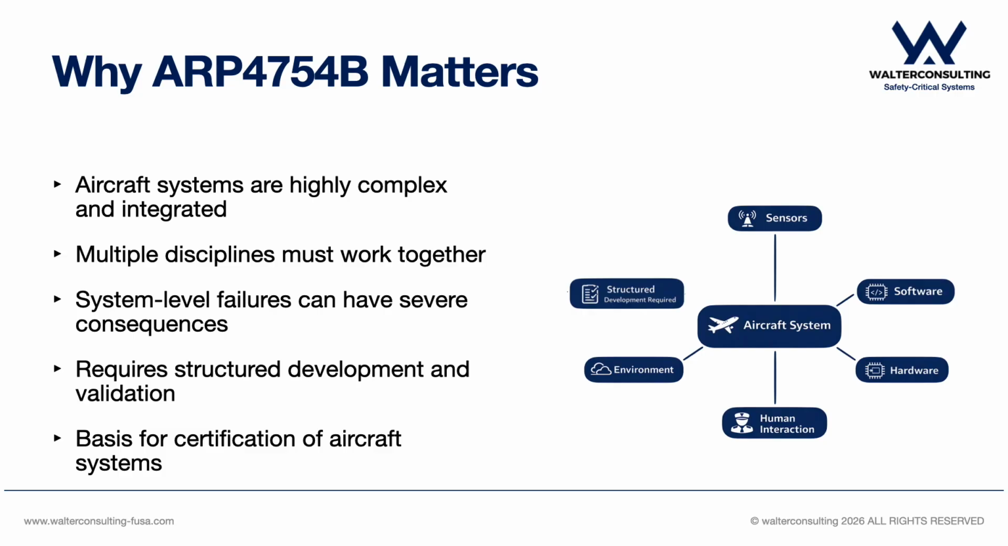Why does ARP4754B matter? Aircraft systems are highly complex. They consist of multiple components, including software, hardware, sensors, and human interaction. All these elements must work together seamlessly. A failure at system level can have severe consequences, even if individual components are working correctly. This makes system-level thinking essential. It is not enough to develop components in isolation. The entire system must be designed, integrated, and validated in a structured way. And this is exactly what ARP4754B provides.